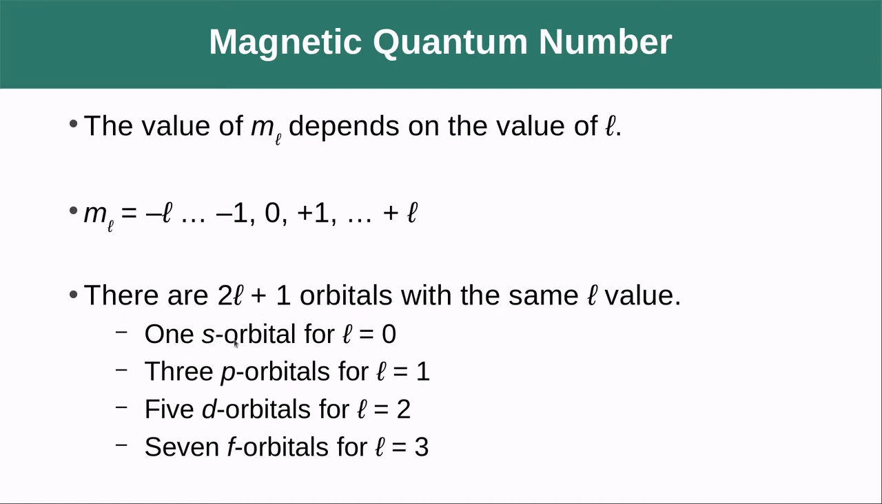So there is one s orbital for L equals 0. There are 3 p orbitals for L equals 1. So if I put 1 in here, I'm going to get 3, right? 2 times 1 plus 1 is 3. And there are 5 for the d orbitals and 7 for the f orbitals.